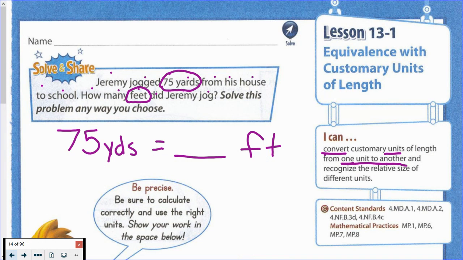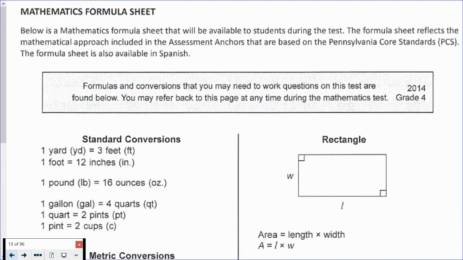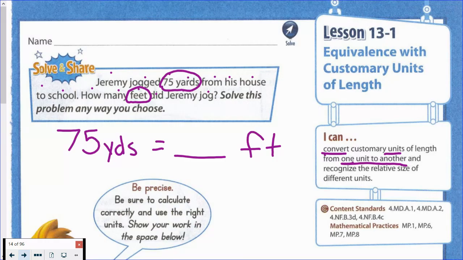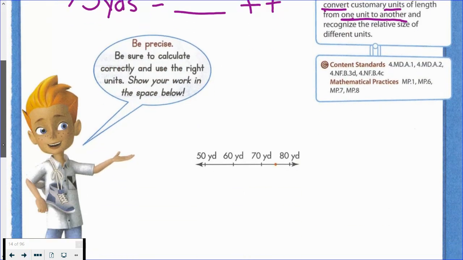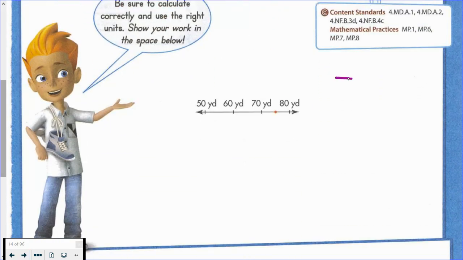If we come back and look at our solve and share situation, we have 75 yards. That means the first yard is 3 feet. The second yard is 3 feet. The third yard is 3 feet. The fourth yard is 3 feet. The fifth yard is 3 feet. The sixth yard is 3 feet. You get the point. It would take us forever to count by 3. So we're going to be using multiplication. We have 75 yards. There's 3 feet in each yard. So to find out how many feet are in all 75 yards, we can multiply.